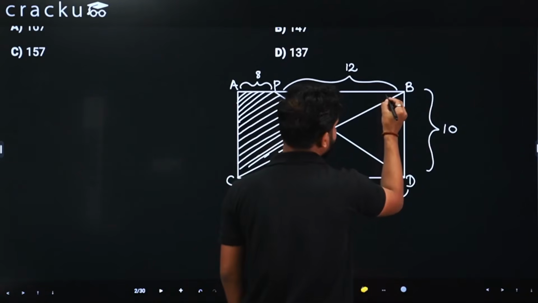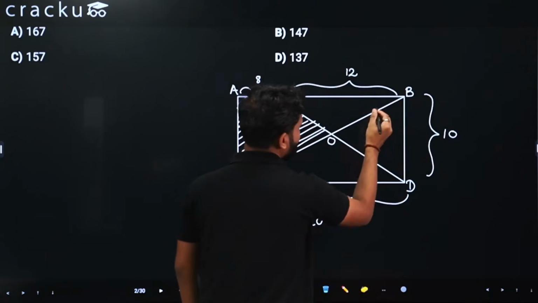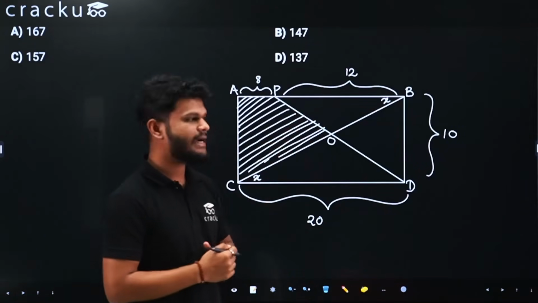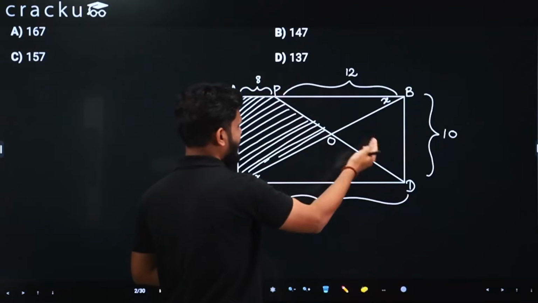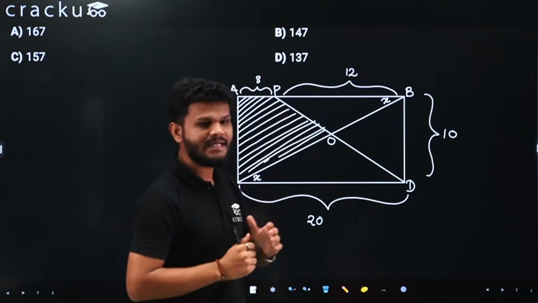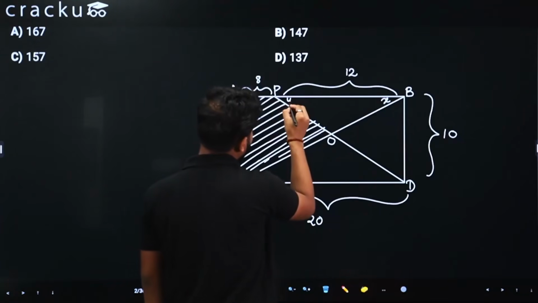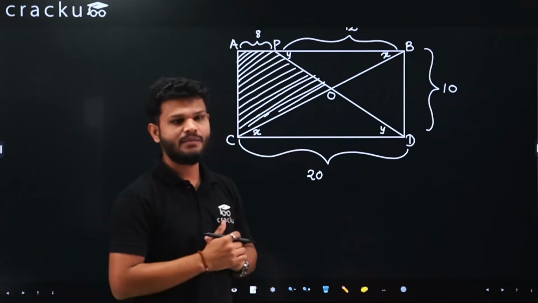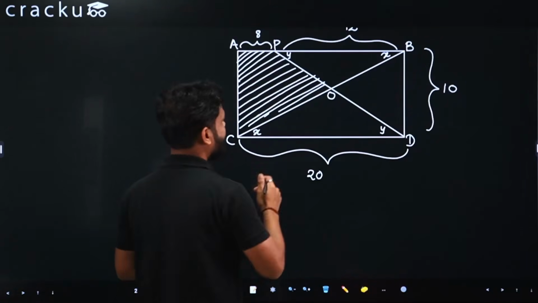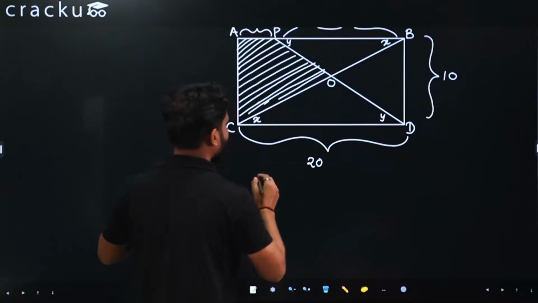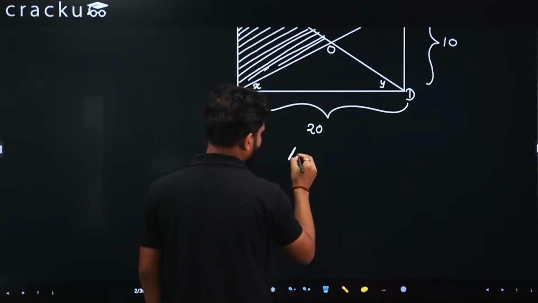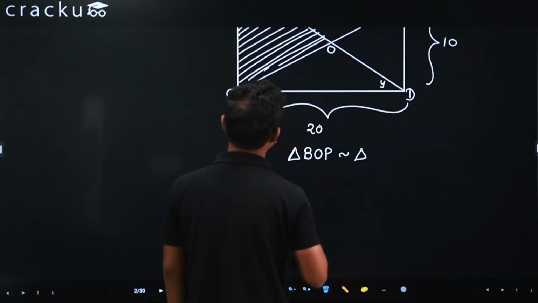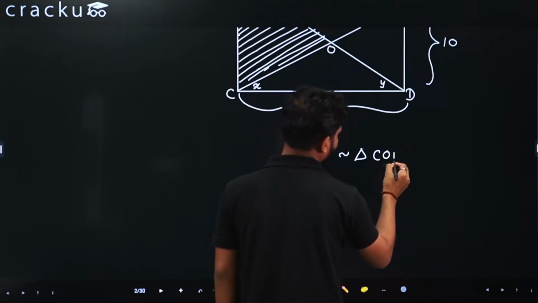It means that this angle, let us say X, is equal to this angle X, because they are alternate angles. Also, BP and DC are parallel and PD is a transversal. Then this angle, let us say Y, will be equal to this angle Y. Correct? So from the AA test of similarity, we can say that triangle BOP is similar to triangle COD. Why?